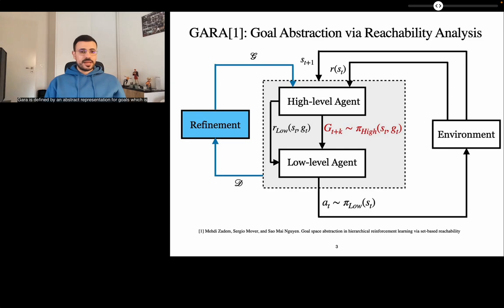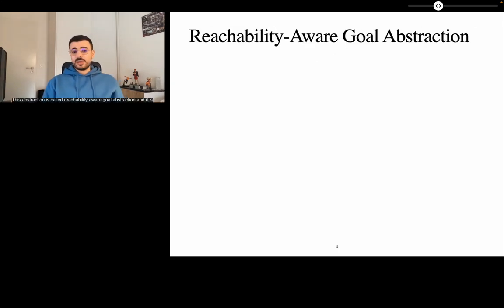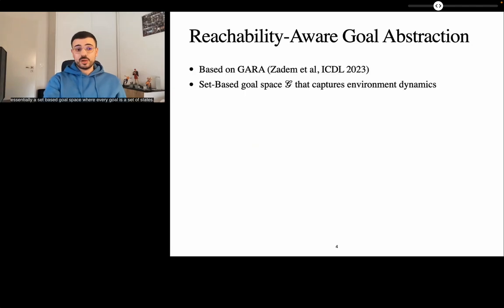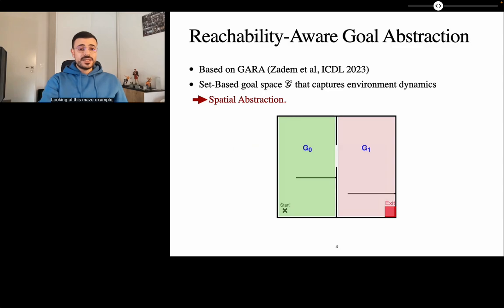GARA is defined by an abstract representation for goals, which is learned through refinement. This abstraction is called reachability-aware goal abstraction, and it is essentially a set-based goal space where every goal is a set of states. This corresponds to a spatial abstraction. Looking at this maze example, G0 and G1 are both abstract goals that are sets of states. The high-level agent will target G1, and the low-level agent will slowly reach it.